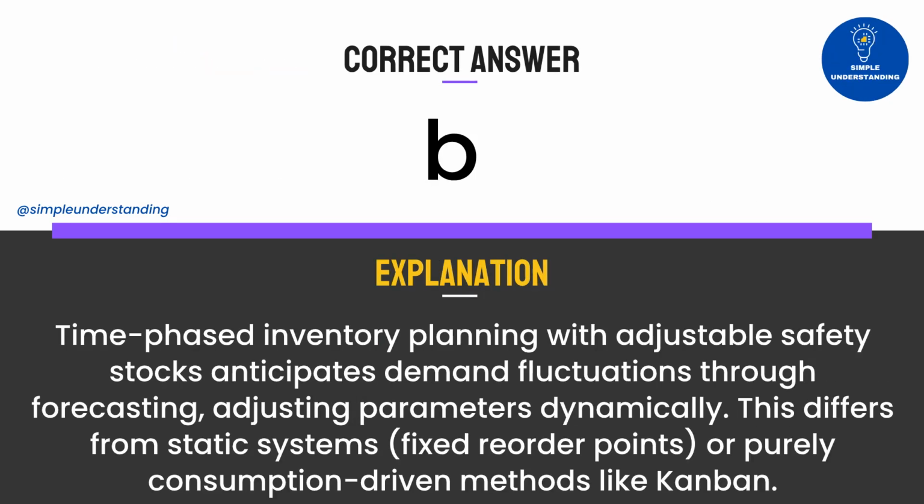Correct answer. B. Explanation. Time-phased inventory planning with adjustable safety stocks anticipates demand fluctuations through forecasting, adjusting parameters dynamically. This differs from static systems, fixed reorder points, or purely consumption-driven methods like Kanban.